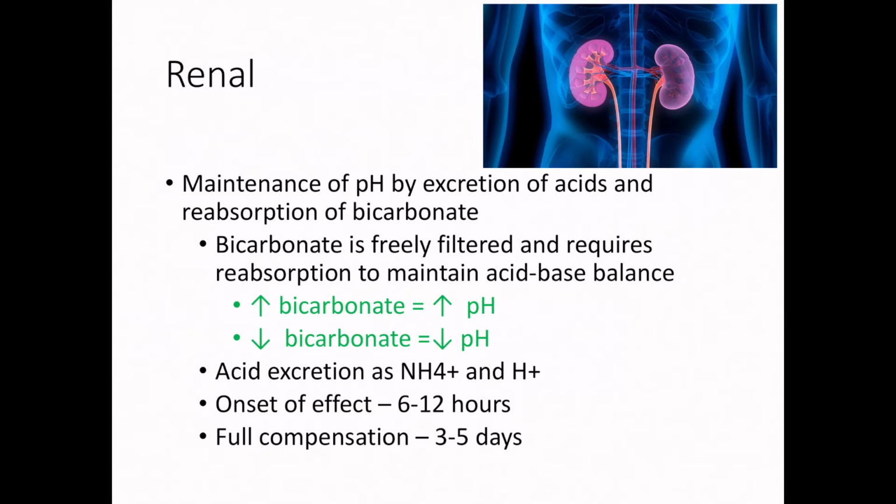Now, this is mostly maintained by the kidneys. You can also excrete acid, but what we're going to focus on is bicarbonate, because bicarbonate is what we actually will test in an ABG. Bicarbonate is freely filtered and it does require reabsorption to maintain acid-base balance. So we're actually going to affect this by our kidneys sensing that you're either too acidic or too basic and either grabbing onto bicarbonate or letting it go. If we increase the amount of bicarbonate in our system, that's going to increase the pH. If we decrease the bicarbonate in our system, it's going to decrease the pH.